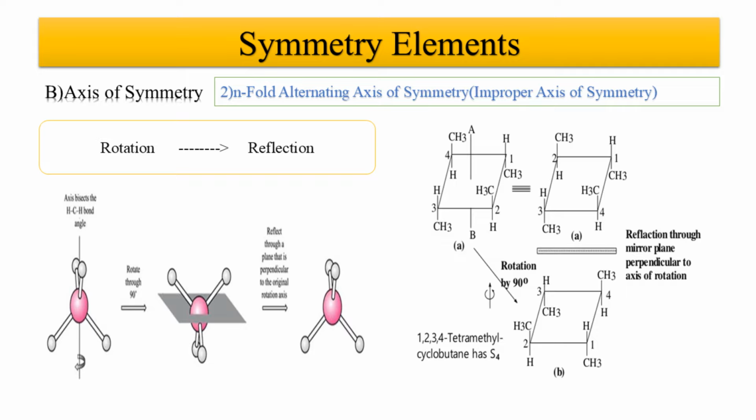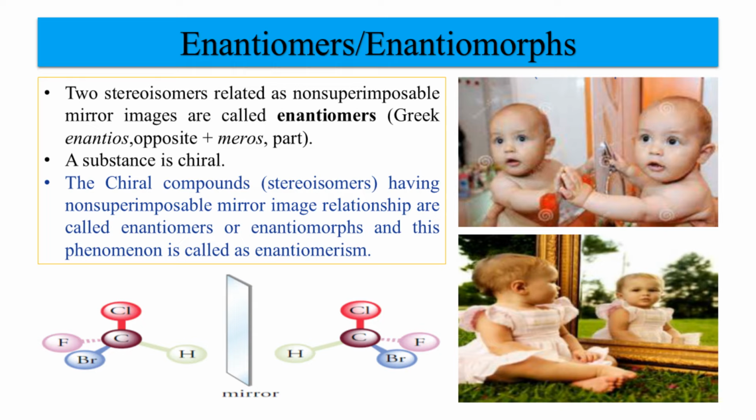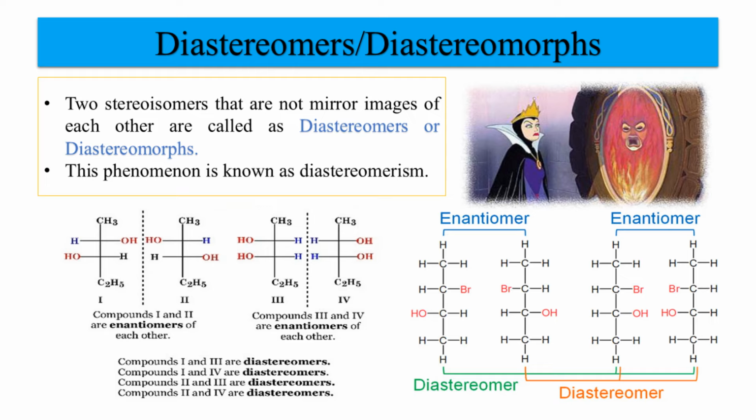An alternating axis of symmetry involves rotation followed by reflection through a plane perpendicular to the axis, creating a symmetrical arrangement. Further, enantiomers are stereoisomers that are non-superimposable mirror images of each other. This relationship is called enantiomerism. Diastereomers are stereoisomers that are not mirror images of each other. This phenomenon is known as diastereomerism.